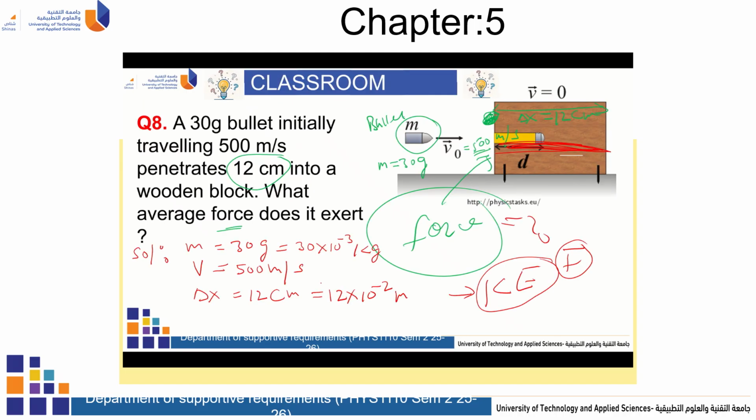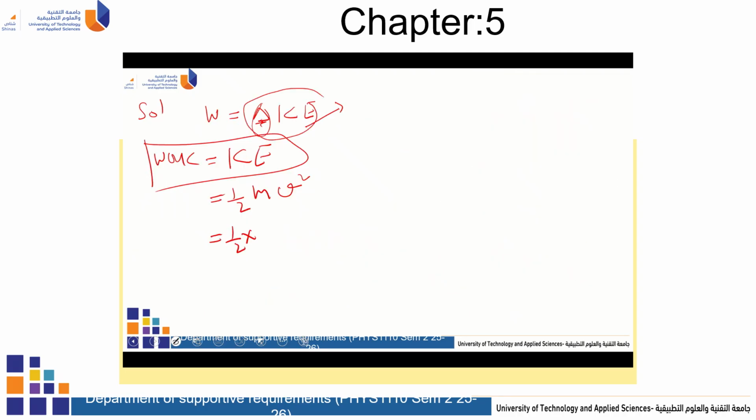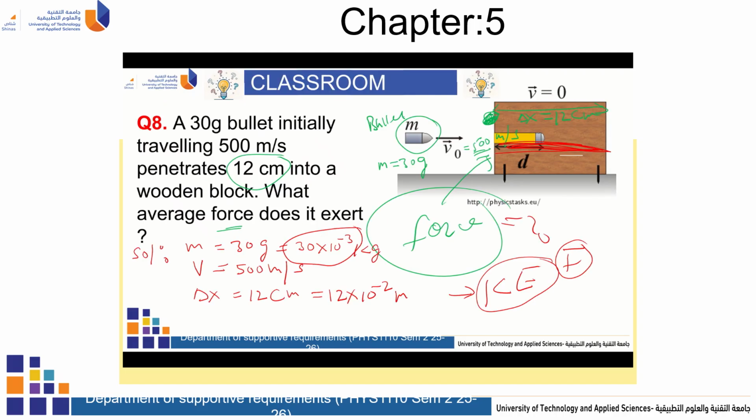The mass of the bullet is 30 multiplied by 10 to the power minus 3. So this is 30, 10 to the power minus 3. Now the velocity of the bullet. What is the velocity of the bullet? The velocity of the bullet is 500 meter over second.